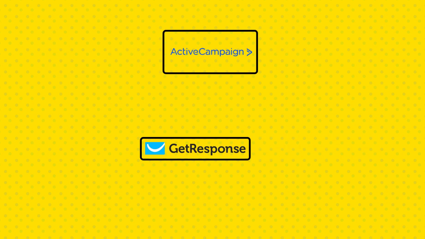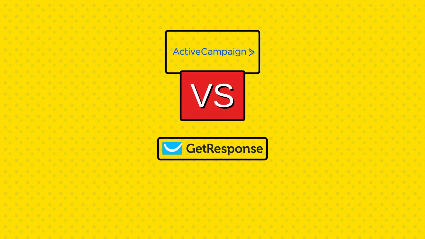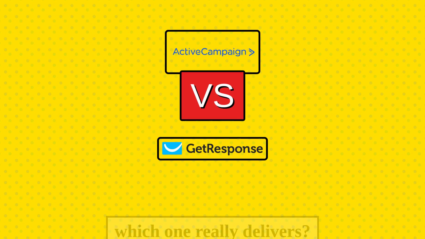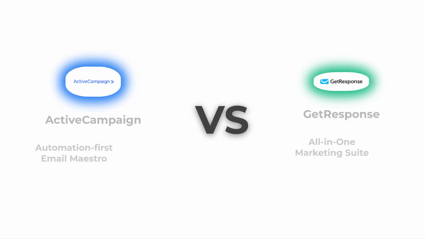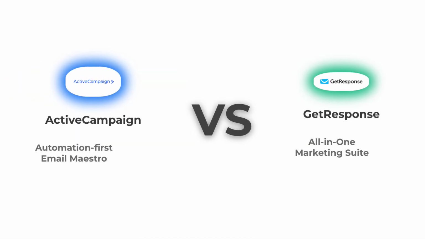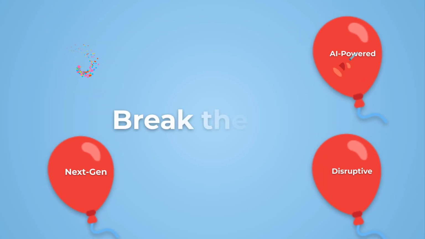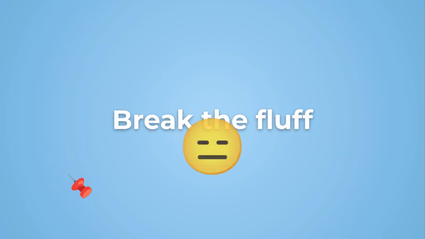Two popular email marketing platforms, but only one can truly power your campaigns. ActiveCampaign versus GetResponse. Which one really delivers? On the left, the automation powerhouse, ActiveCampaign, and on the right, the user-friendly all-in-one GetResponse. Let's skip the marketing lingo and dive into what really matters.